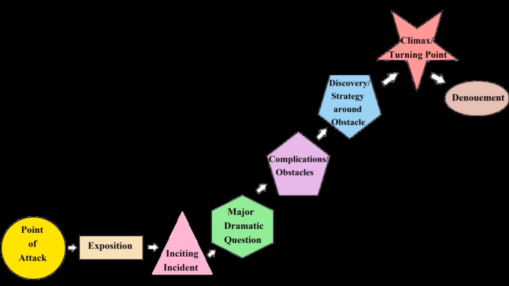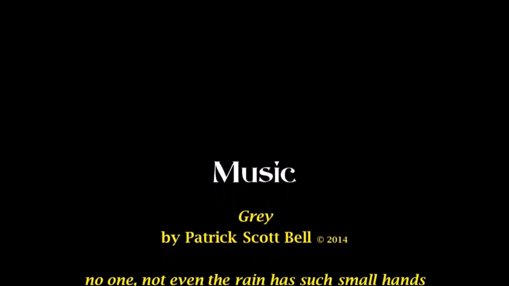So to review, every plot has the following parts: the point of attack, exposition, the inciting incident which creates the major dramatic question, then a series of complications, obstacles that are overcome by discoveries and strategies, with building dramatic tension until the climax or turning point, with loose ends tied up in the denouement. Later in the term, this is the process you will follow when writing guided essays about selected play scripts.